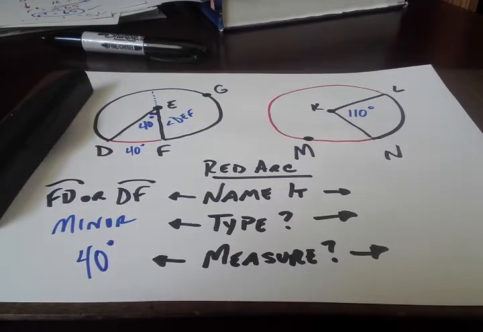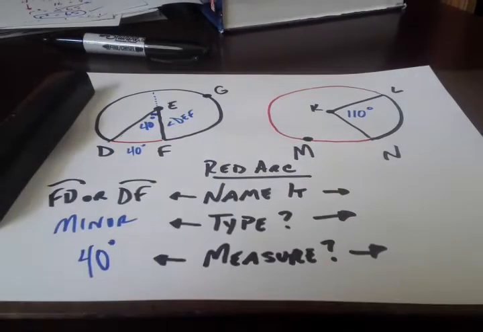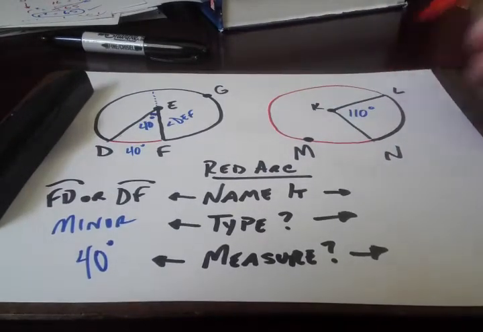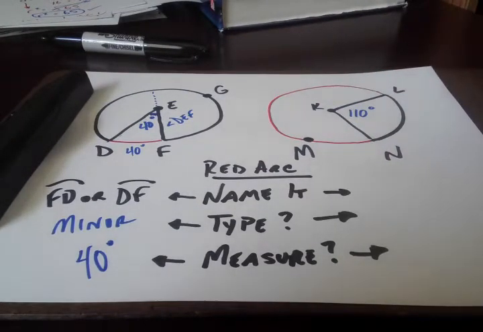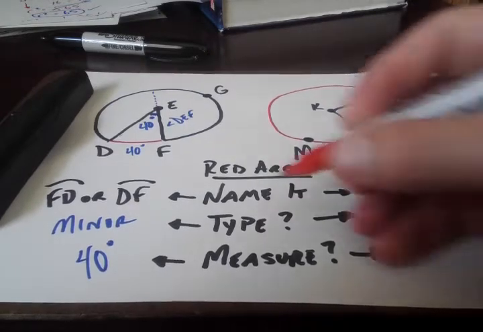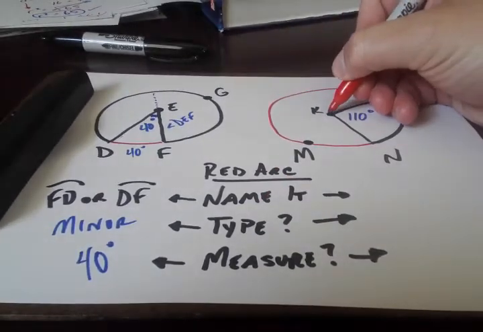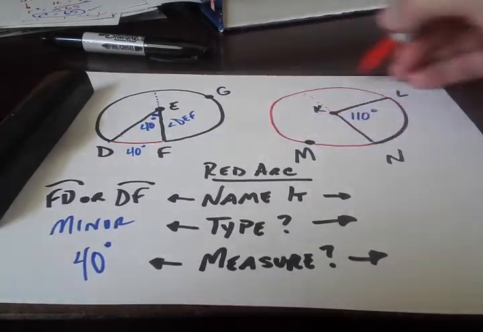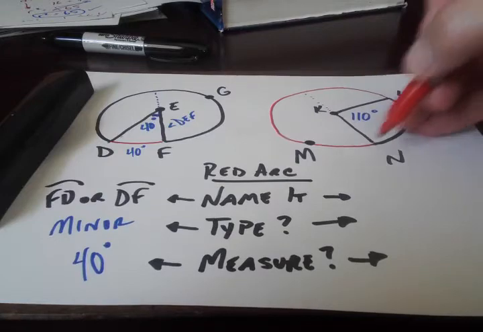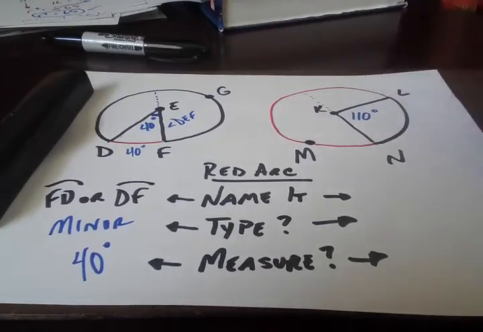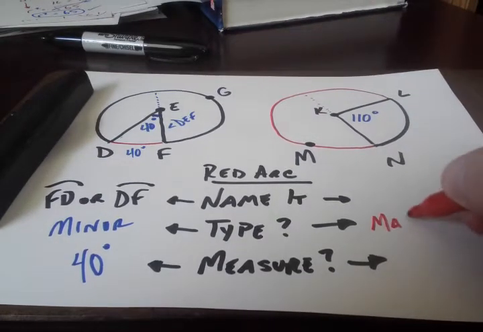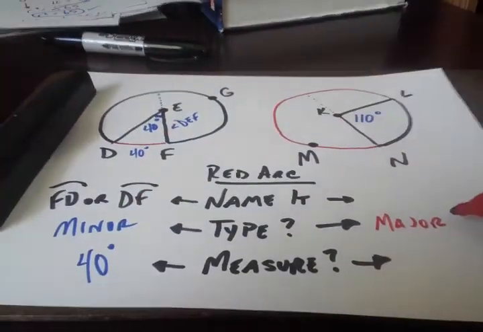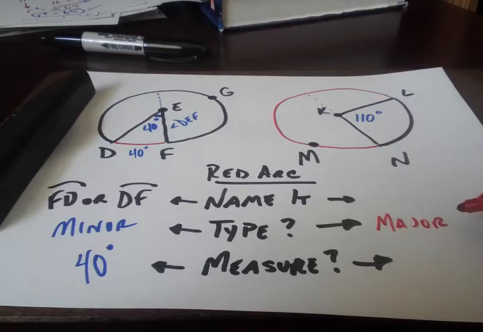Okay, so let's do the same thing on part B on the right. Remember, we're doing the red arc, so this one goes over here. Here's the tricky part. I want to start with part 2. It says what type of arc. If I made a diameter here, this would be 180 degrees. You can see that this is obviously larger than the diameter. This is larger than half the circle. So we will call this a major arc. Minor is less than 180. Major is greater than 180.